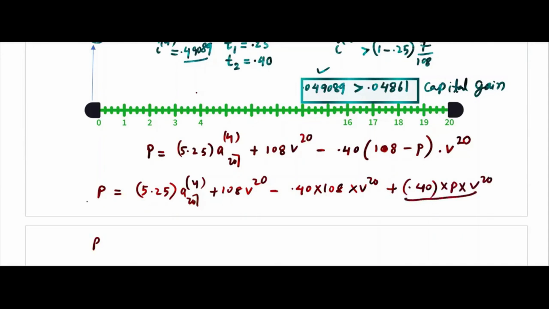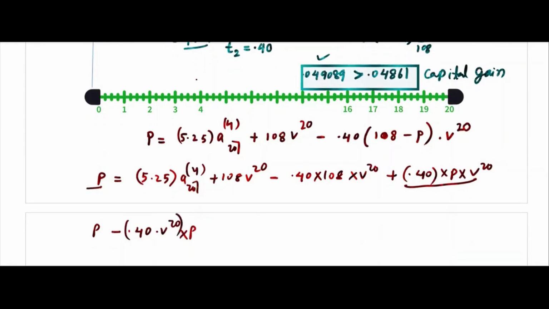This comes to this side as well, the variable is here, so you take this to the left hand side, 0.40 multiplied by V20, this will be a value. We can take P common. So this will be a number. Whatever the number is, 0.40 V20 you need to find, that amount of P you need to subtract from P. That is what you need to do, and in the right hand side you copy everything. 5.25 A24 minus 0.40108 V power 20, you write everything. Then you take P common, whatever it is, I will not mind: 1 minus 0.4 V power 20.